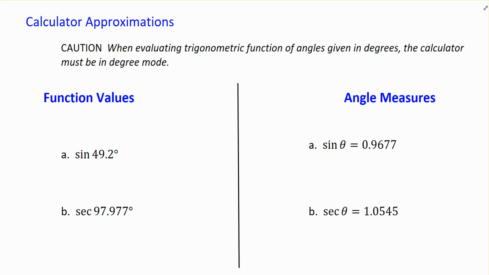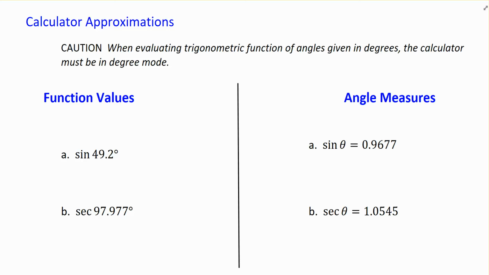Let's talk briefly about how we can use our graphing calculator to evaluate our trig functions and their angles. Now, you want to make sure that you're memorizing the special angles, but there are plenty of times in real world applications where we don't have a special triangle to recall the function values from memory. So we're going to start by talking about function values, and then we'll end by talking about angle measures.